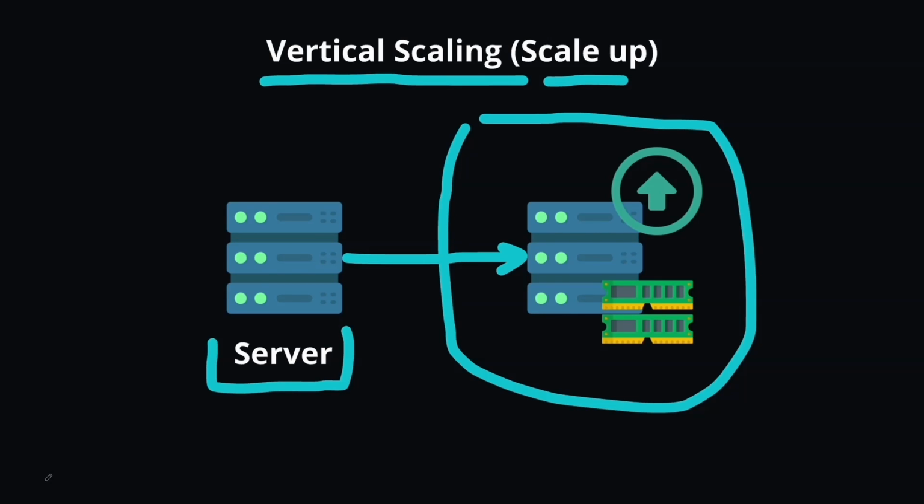And the second reason is lack of redundancy, meaning if this server goes down, you don't have any other servers to serve your users, which means that your whole application goes down with your single server.